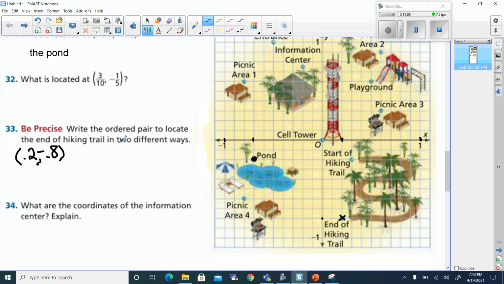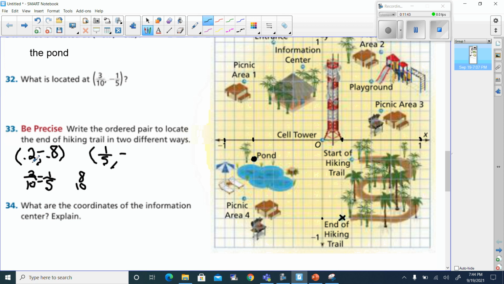Now, what would be the second way to write it? Well, I could write it as a fraction. I know that 0.2 is really, let's see, 2 out of 10. And I can simplify that because they're both divisible by 2. This would be 1 out of 5. So I could write 1 out of 5 if I want as my first one. And then as my second one, well, it says negative 0.8. So that could be written as negative, well, remember this is going to be 8 over 10.